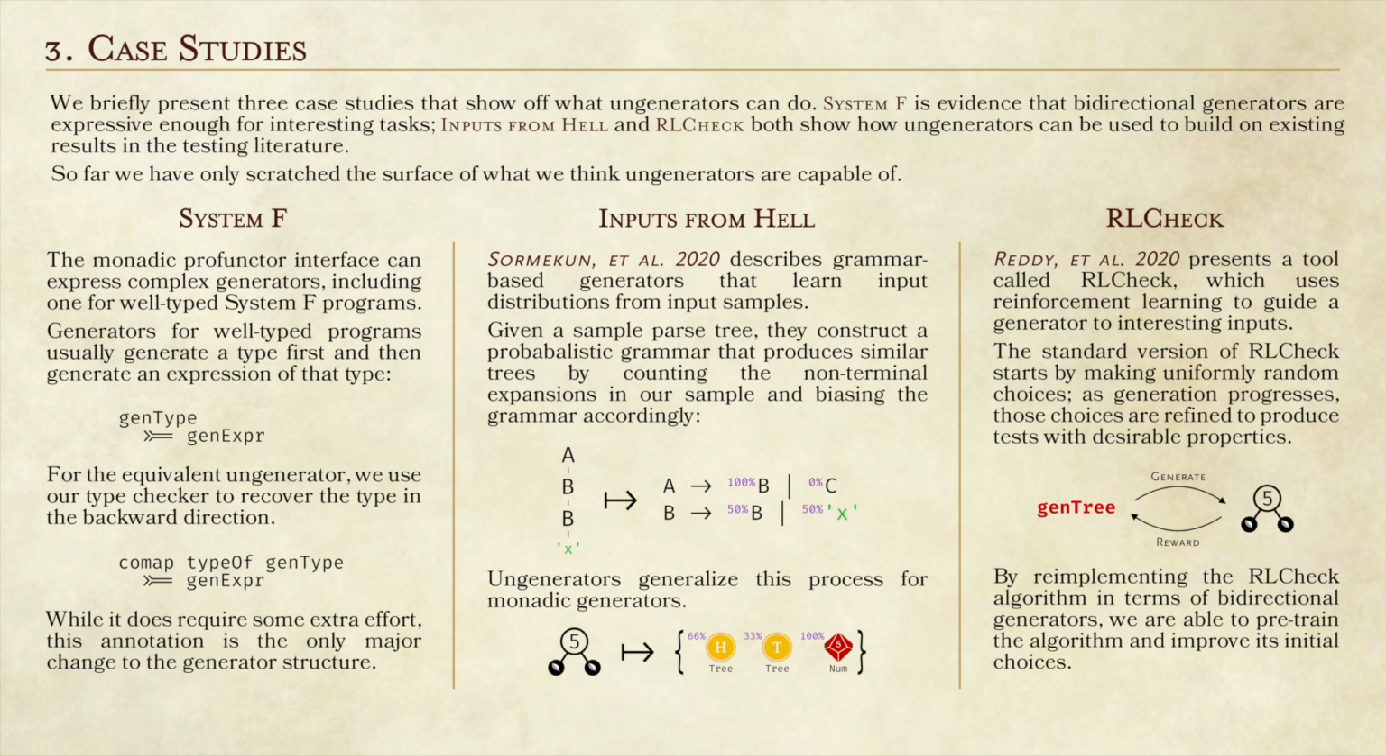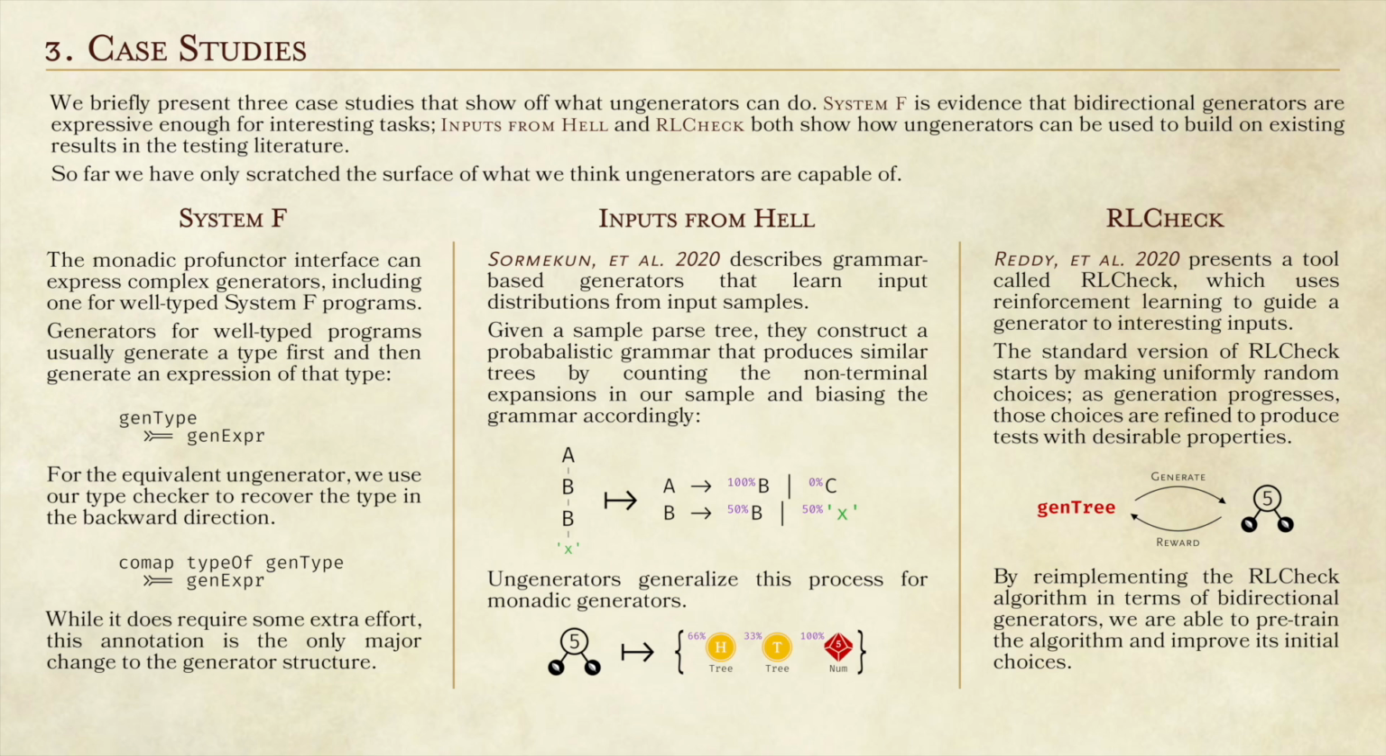make the generator bidirectional. In the forward direction, the generator generates a type and then produces an expression of that type. This means that in the backward direction, we need to provide a way to recover the original type from a resulting expression. Luckily, the obvious solution actually works. We can give the ungenerator access to a type checker. Sure, this is a bit of extra work, but we think it's fair to assume that the type checker would already have existed.